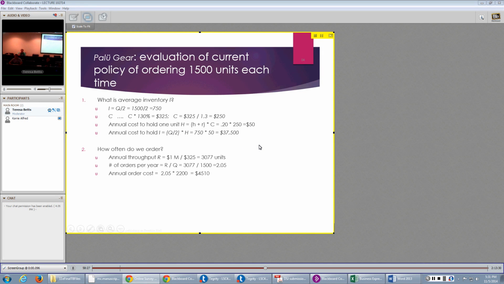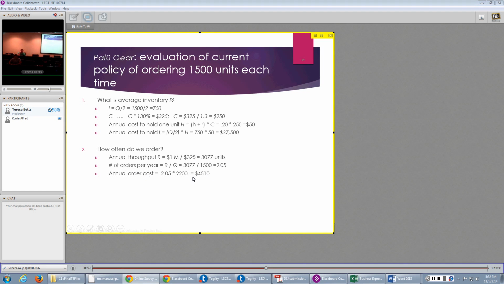How often do we order? That's, again, that annual demand. 1 million divided by 325 says that my annual demand is 3,077 units. Number of orders per year: annual demand, 3,077, divided by my 1,500, which we're given. So then I'm going to order 2.05 times per year.